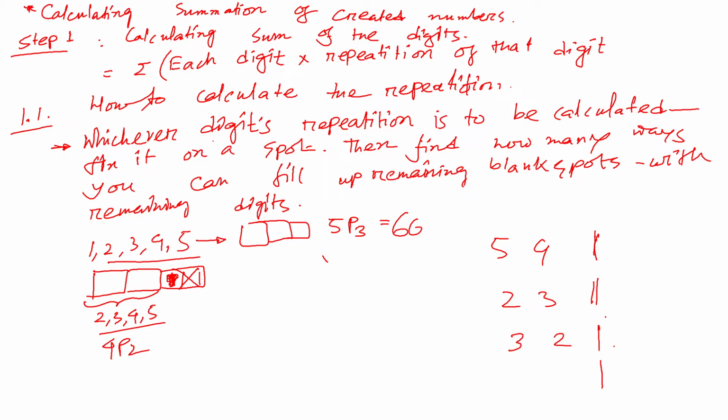Okay, so in case we were allowed to use a digit multiple times, things would be again the same. We will fix a particular digit in one spot, and we will still have 5 digits left. Then how many ways can we fill up these 2 boxes with 5 digits? 5p2.